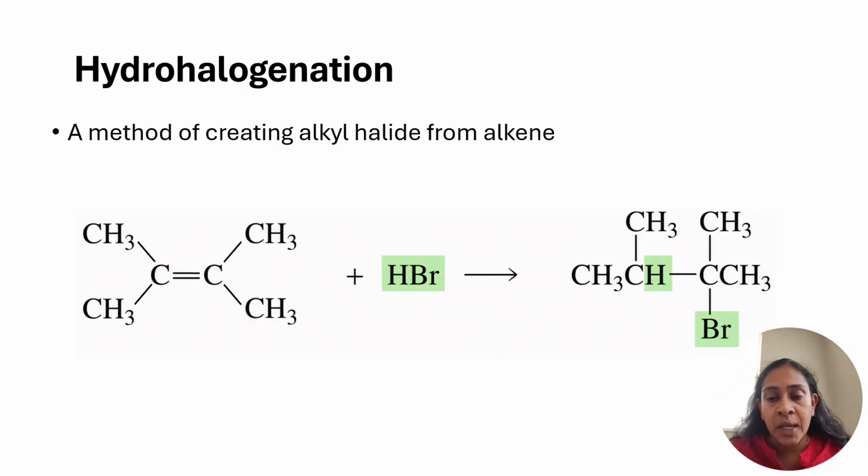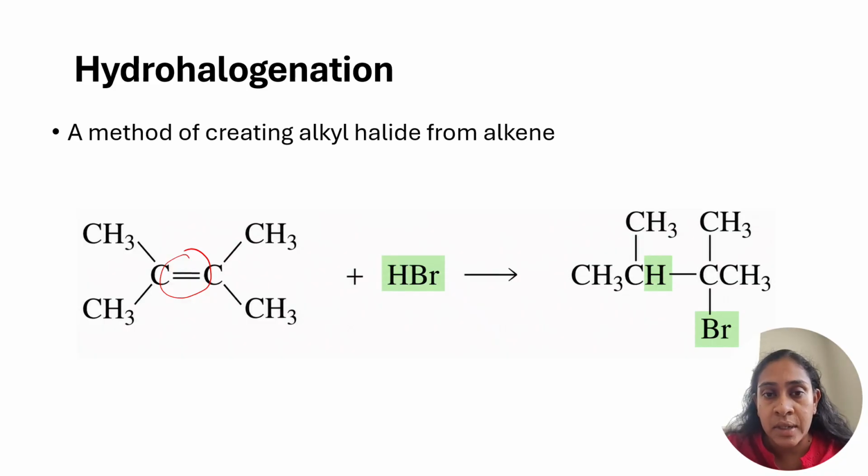Let's begin with a quick review of hydrohalogenation. Hydrohalogenation is a reaction in which a hydrogen halide such as HCl or HBr is added across the carbon-carbon double bond of an alkene. As you can see in this example, the pi bond disappears and two new sigma bonds are formed. One of the alkene carbons receives a hydrogen while the other carbon receives the halogen. So the overall result of hydrohalogenation is the conversion of an alkene into an alkyl halide.